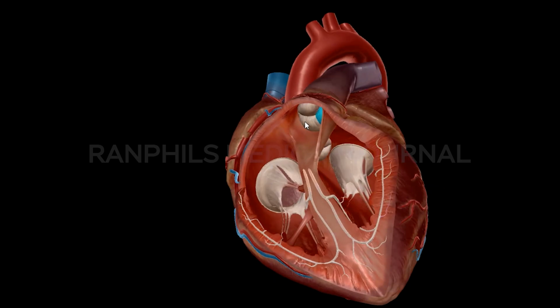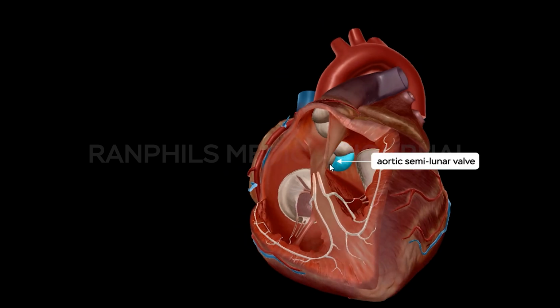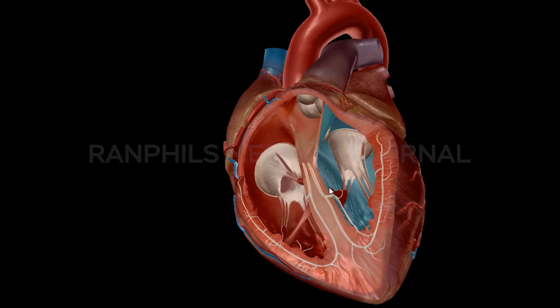We have the pulmonary semilunar valve, which is located between the pulmonary artery and the right ventricle. It prevents the backflow of blood from the pulmonary artery to the right ventricle after ventricular contraction. The aortic semilunar valve, which is located between the left ventricle and the aorta, prevents the backflow of blood from the aorta to the left ventricle after ventricular contraction.